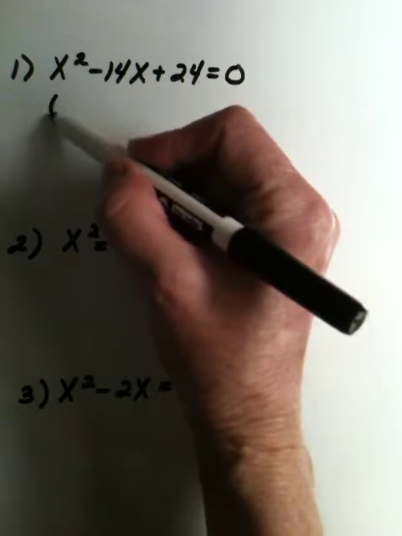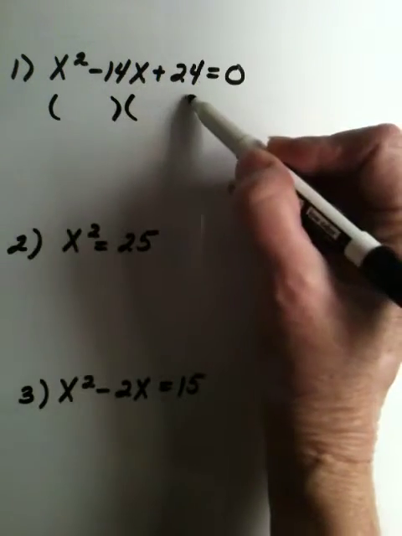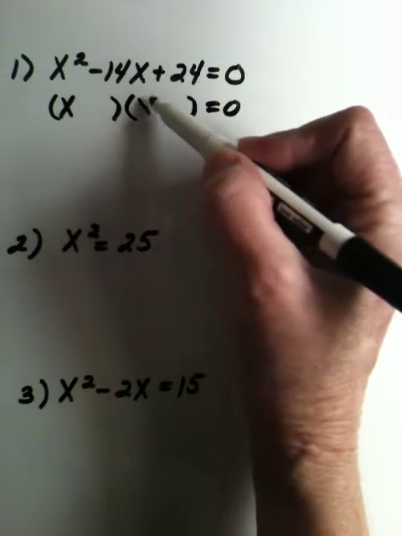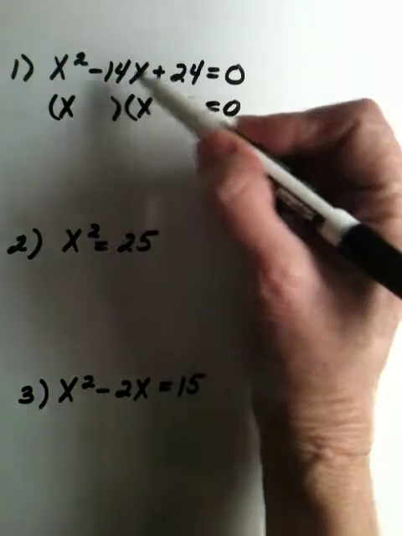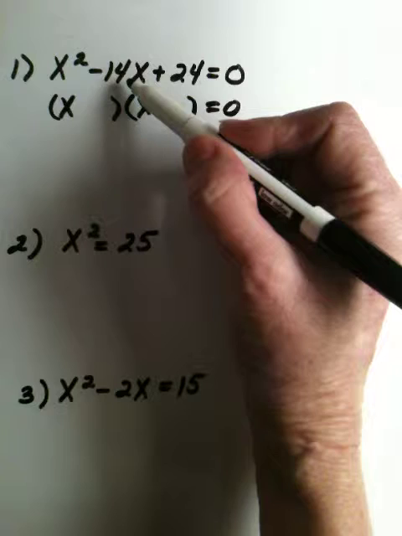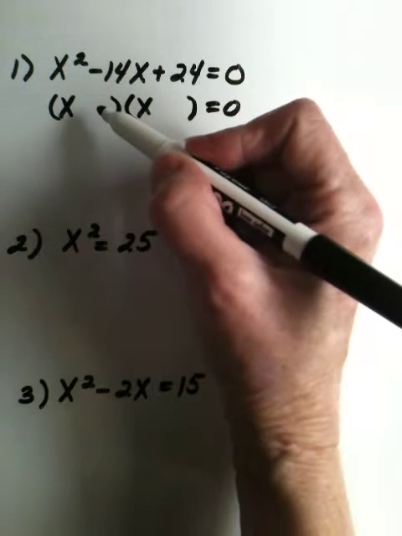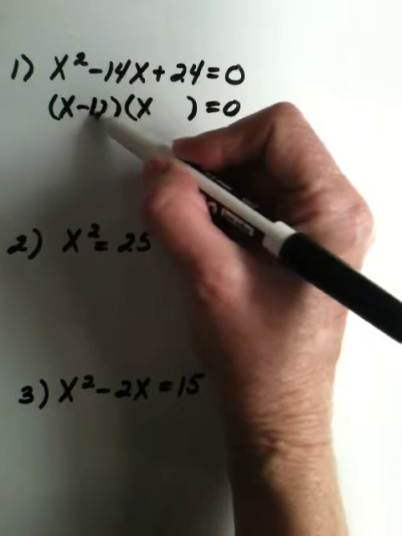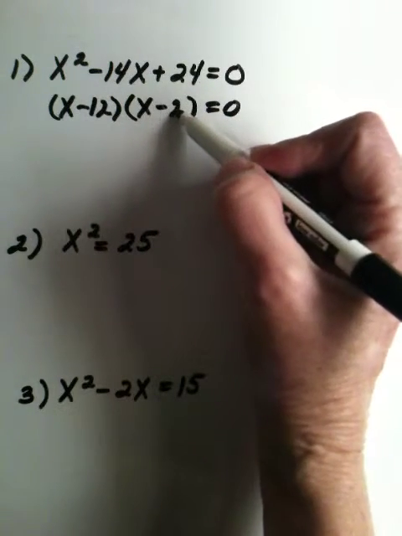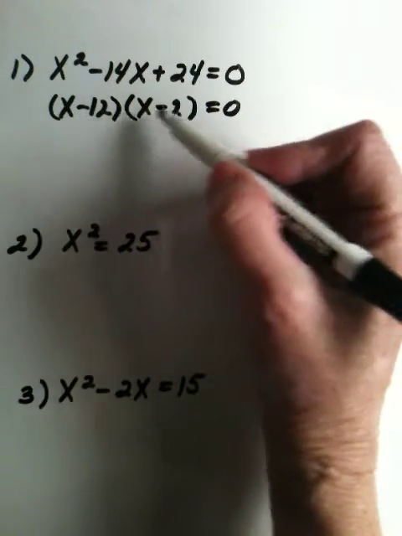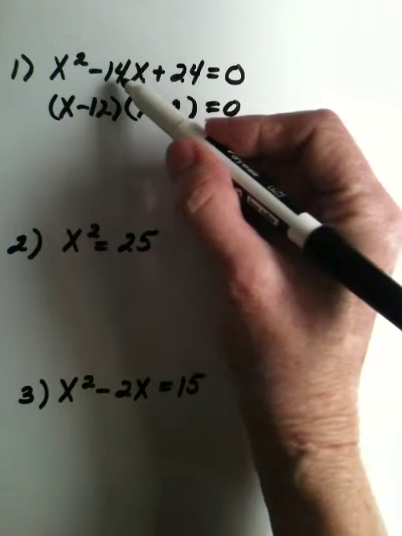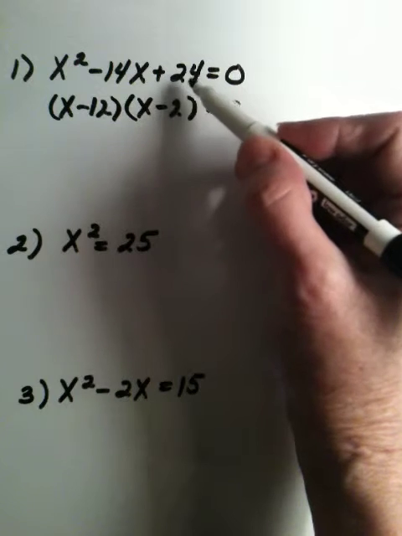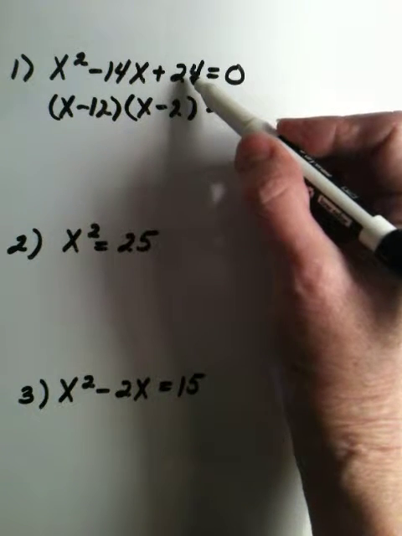We already know how to factor a trinomial. So we're going to put x and x. We're looking for the factors of 24 that'll make negative 14. We can use negative 12 times negative 2, because when we add negative 12 and negative 2, we'll get our negative 14. When we multiply negative 12 times negative 2, we'll get positive 24.